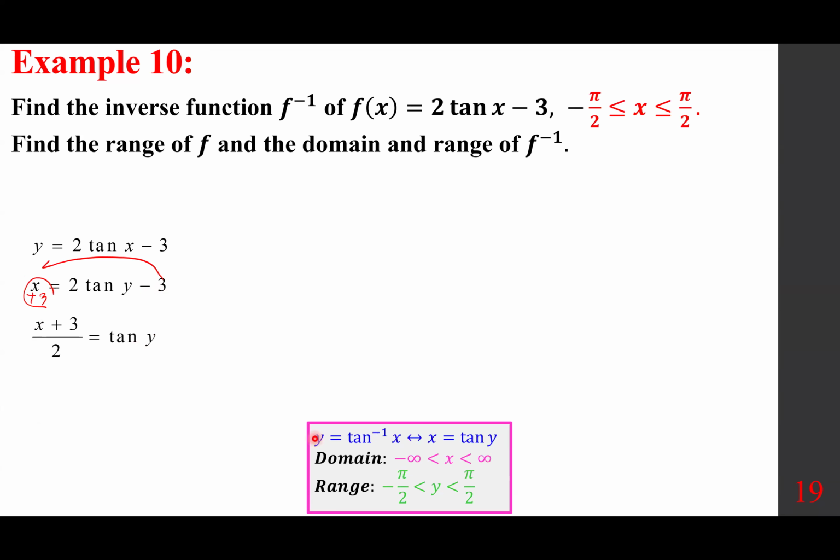By the definition of an inverse, if tan of y is x plus 3 over 2, that means tan inverse of this expression must be y, which we call f inverse. So y is tan inverse of x plus 3 over 2. Or simply y, or f inverse of x, equals that. So pretty straightforward, everybody.